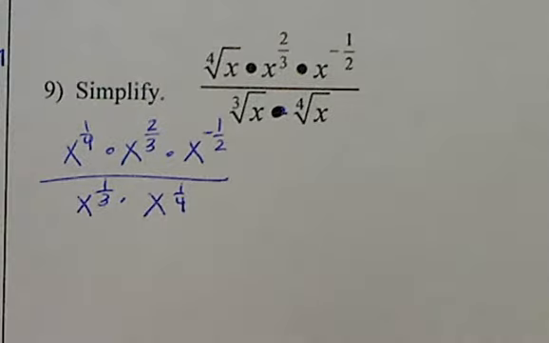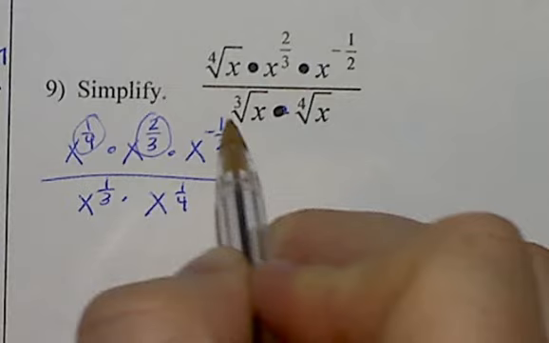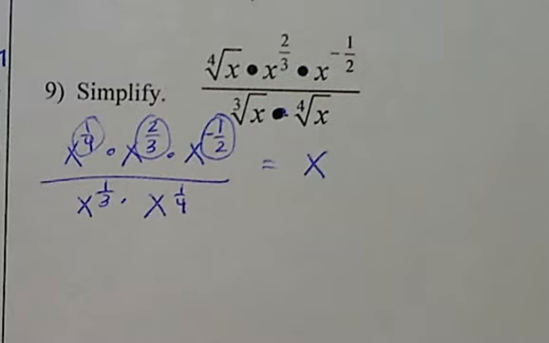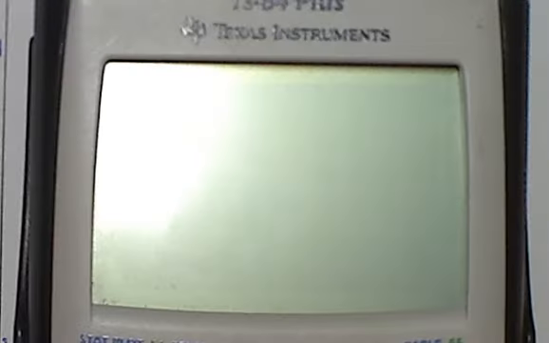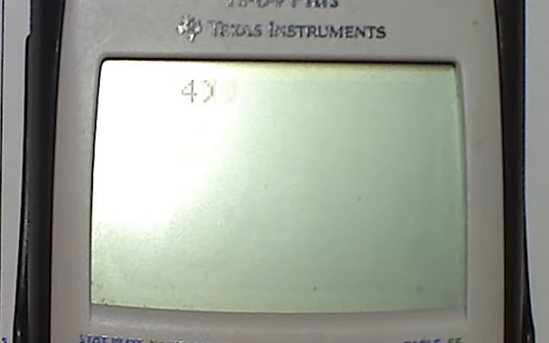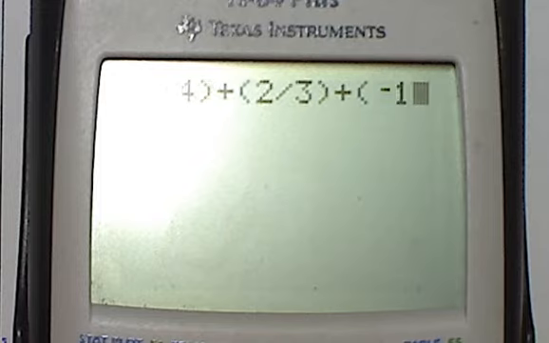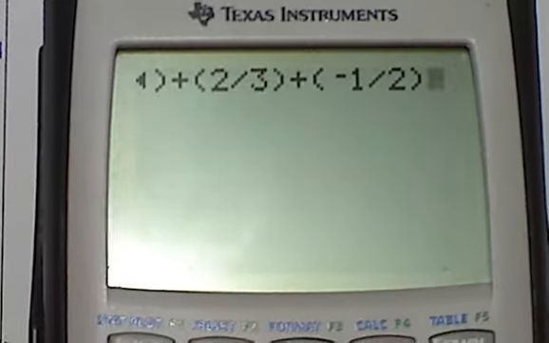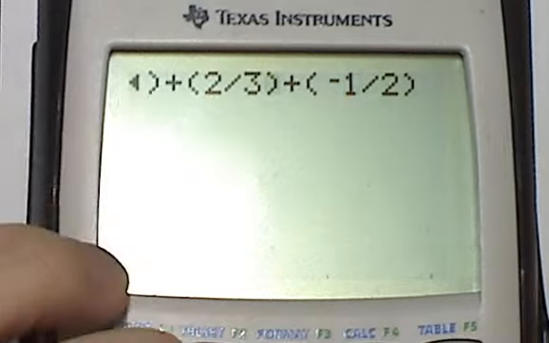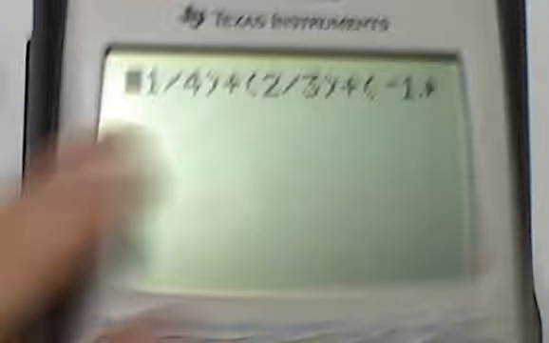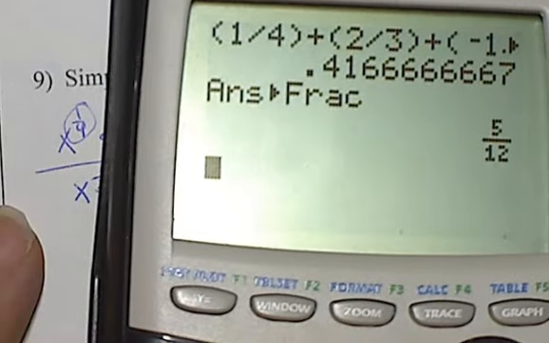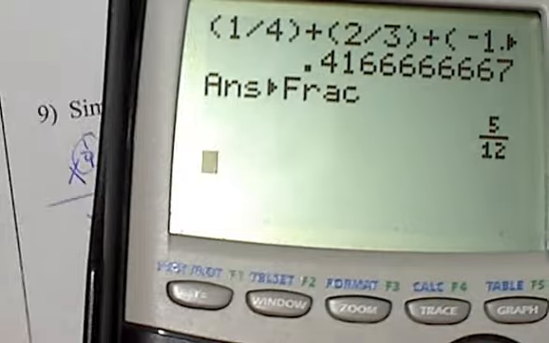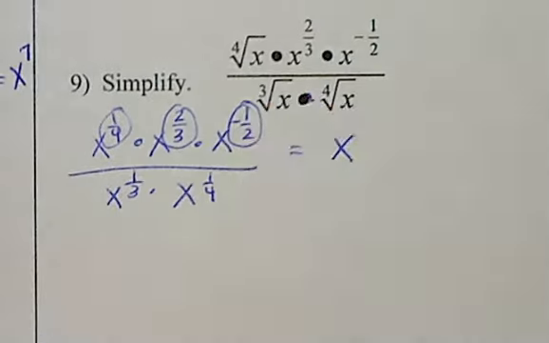So using a calculator, I'm going to add up these three to get an answer: 1/4, 2/3, and negative 1/2. Make sure to use your parentheses. Let's make sure I plug that in right. Okay. I'm going to turn it back into a fraction by hitting math, fraction, enter, enter. So 5/12 is our reduced answer on top.